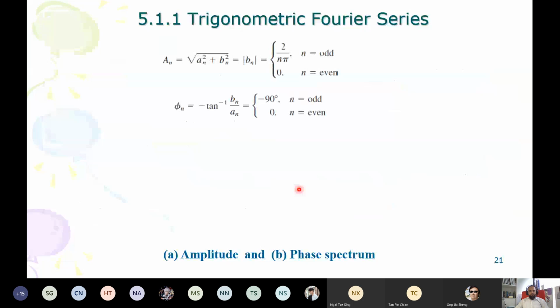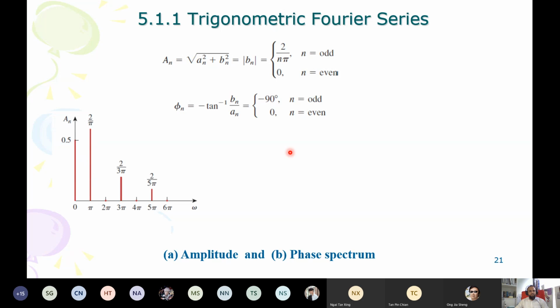Okay, and this is just to show it. Since An was under root An square plus Bn square, and An is 0, it's just Bn, magnitude Bn, and phi is Bn upon An. So if An is 0 and Bn is also non-zero, that's why we got minus 90, because of infinity. So yeah, and this is what we get.